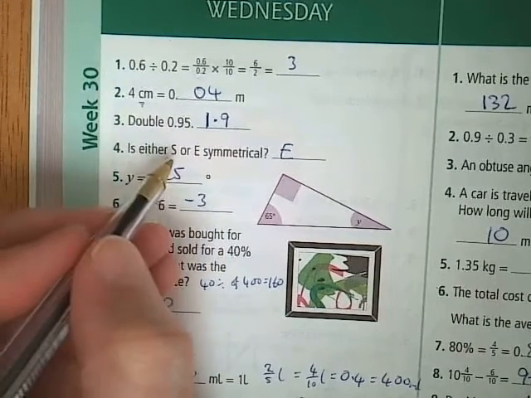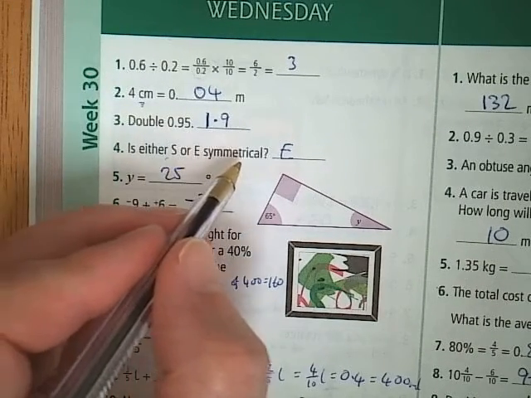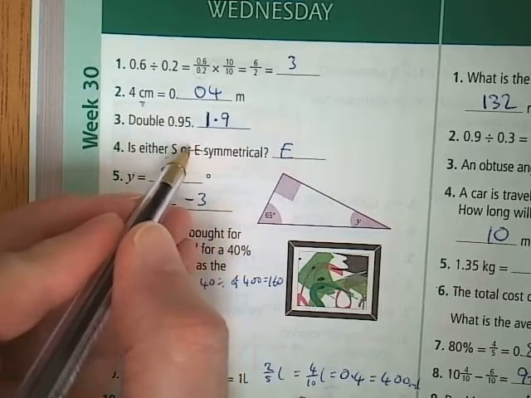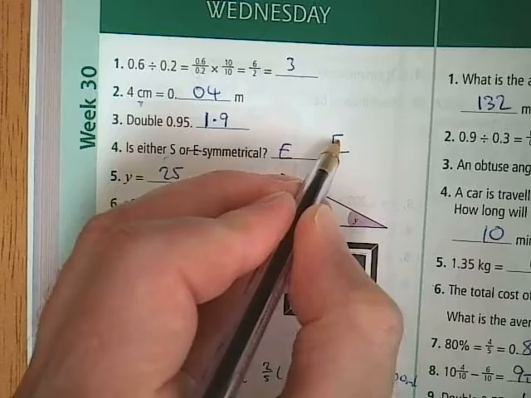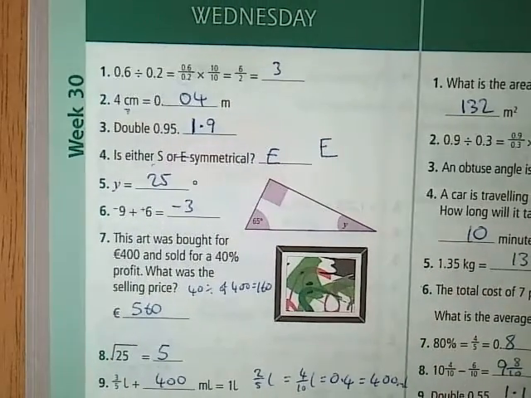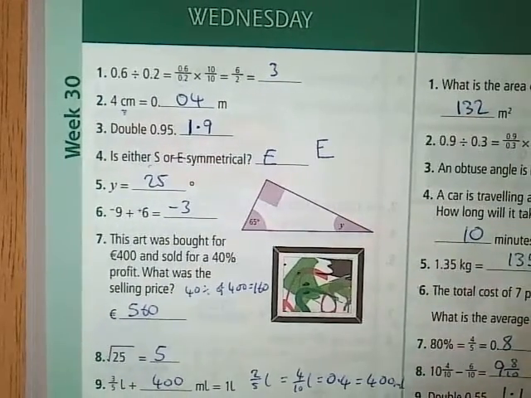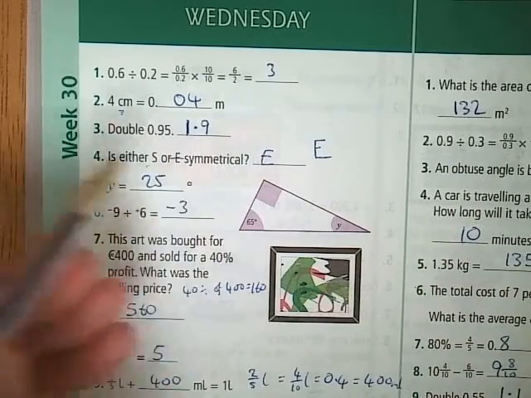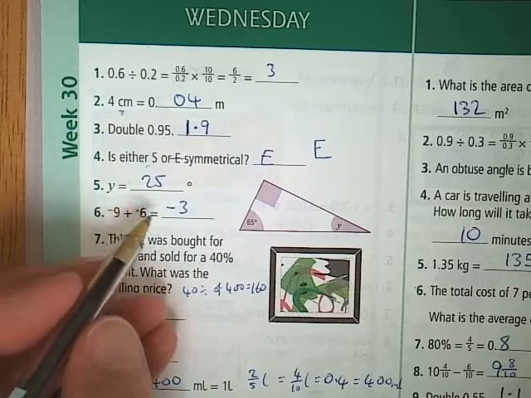Is either S or E symmetrical? Well, E is. The way they've written it here, there's a symmetrical line across. Sometimes you will see an E where the top line is higher up than the middle point. In that case, it wouldn't be, or if the bottom bar is longer. But the way they've done one here, it is symmetrical. So we'll say that E is in that case.